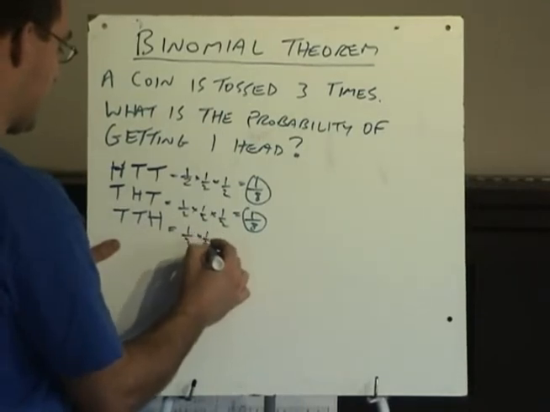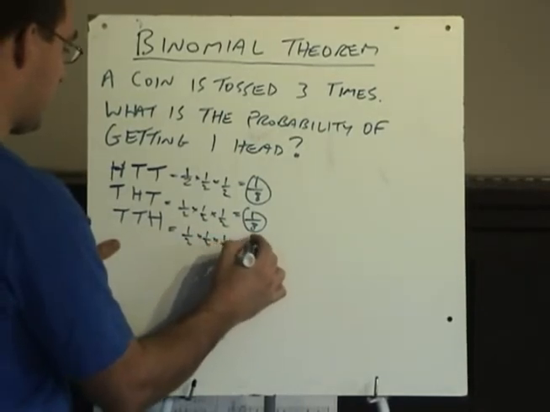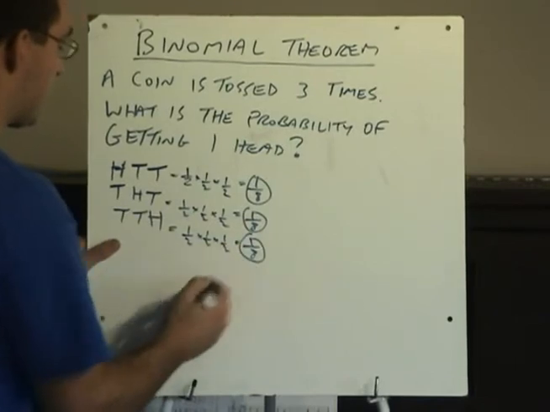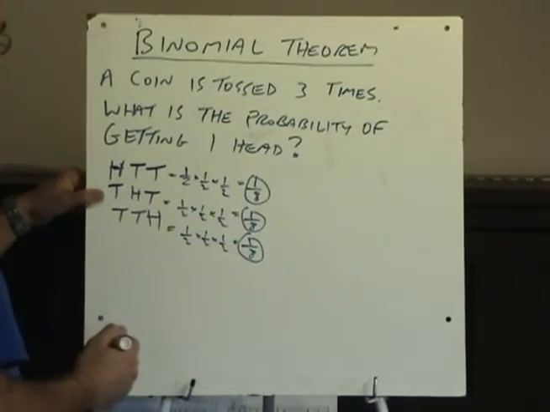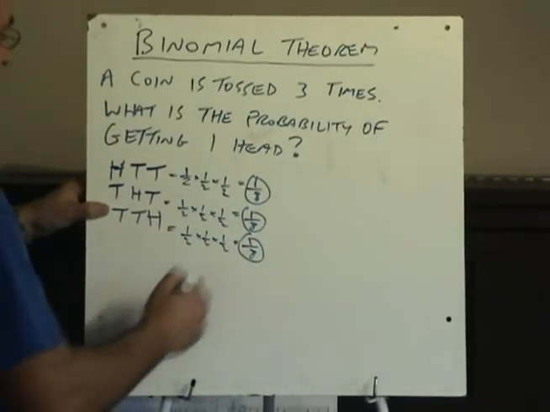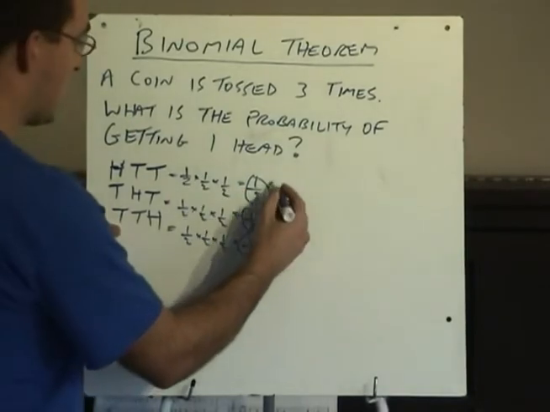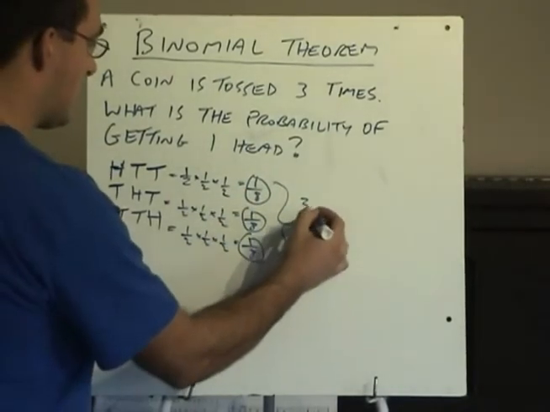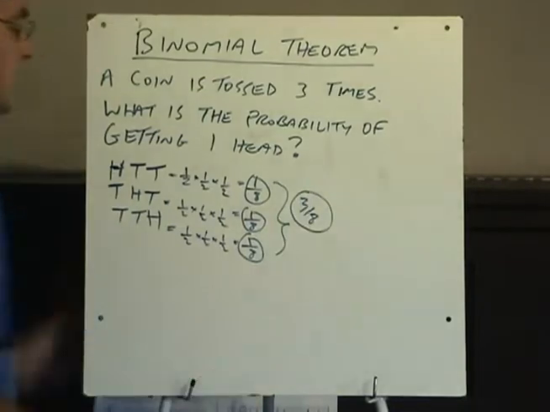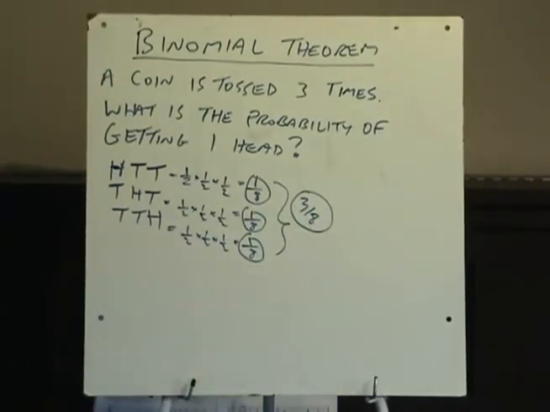And once again here, this last way of doing it, of course, is also 1/8. So 3 ways of getting one head, 1/8 plus 1/8 plus 1/8 leaves an answer of 3/8. But there's a much quicker way than having to list these all out and consider all the options if we look at the binomial theorem.